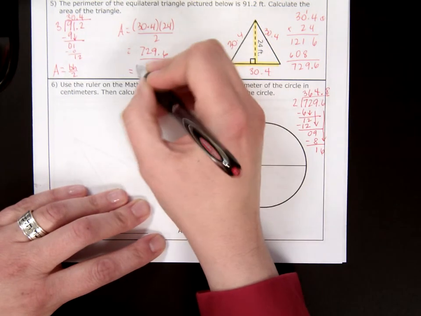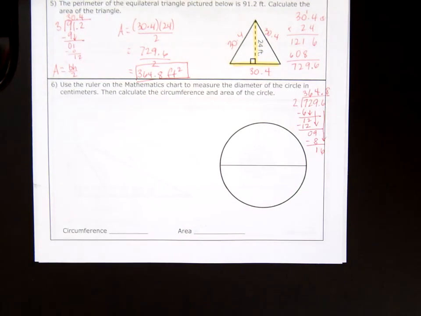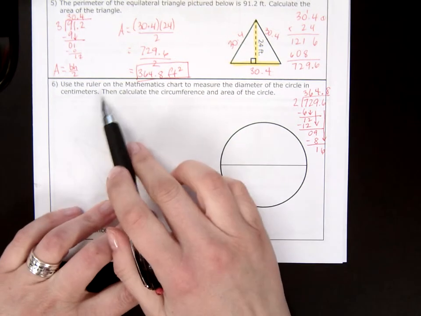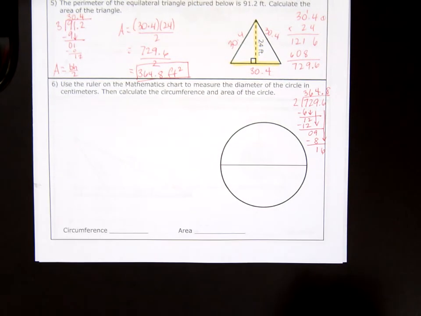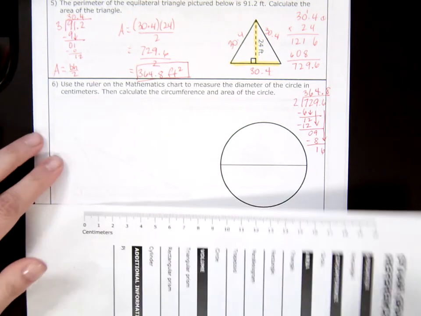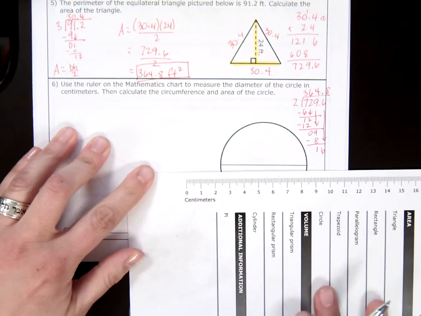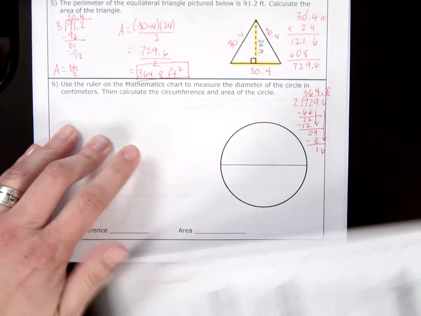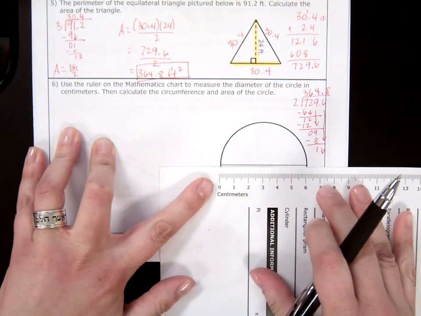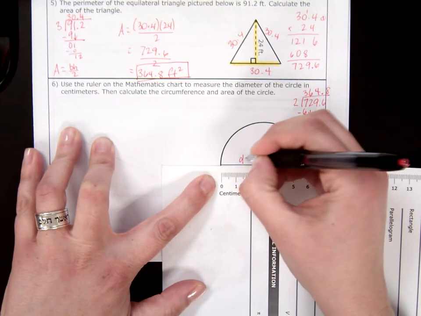Area is always units squared because it's literally the number of squares that will fill the surface of a shape. So that was number 5. Pause and rewind if you need to. And let's go to number 6. It says use the ruler to measure the diameter of the circle and then calculate the circumference and area. So it looks like this diameter.